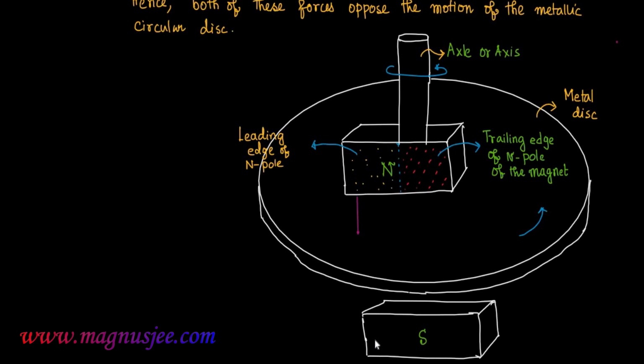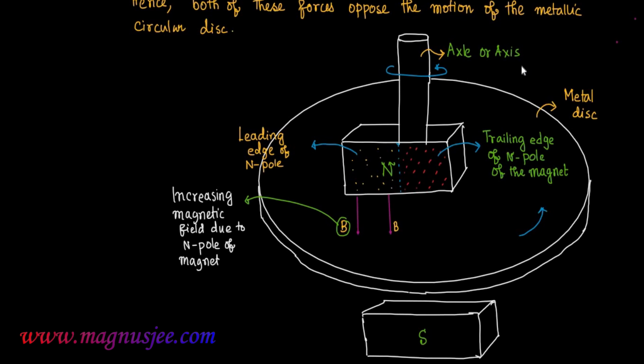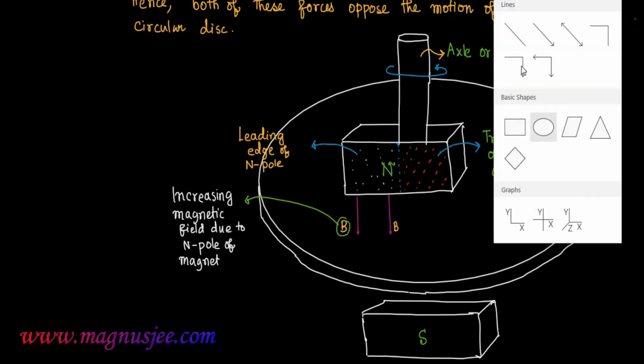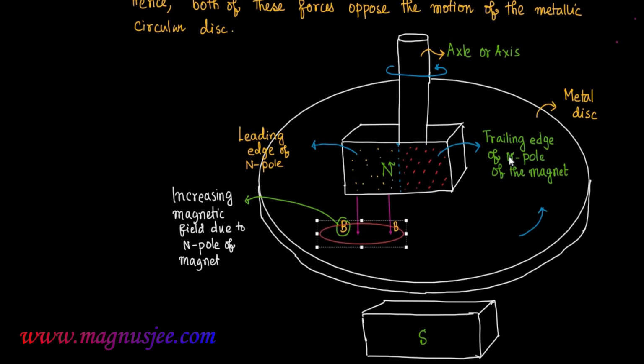Due to the leading edge of the north pole, increasing magnetic field B will be acting in vertically downward direction. B is the increasing magnetic field due to the leading edge of the north pole, or due to the north pole of the magnet. And in this case, due to this increasing magnetic field, a circular current or eddy current will be flowing counterclockwise just below the leading edge of the north pole.